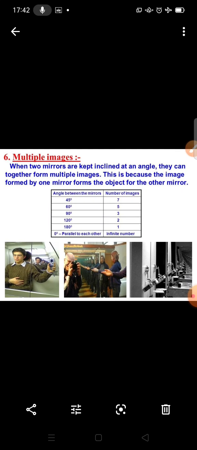There are different angles in your book also. You can also prepare a project for multiple reflection. Okay, students.